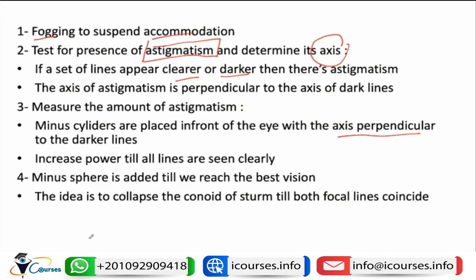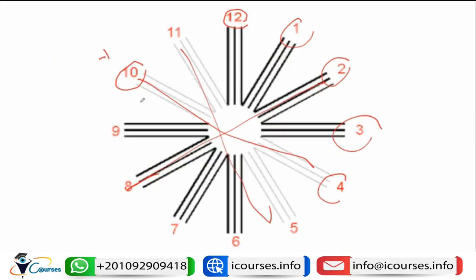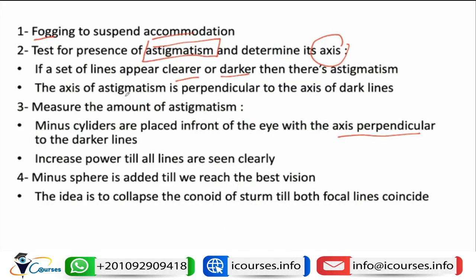So what are we doing here by correction of the cylinder and correction of the sphere? This patient who has a cylindrical error has a conoid of Sturm that has two focal lines, a first focal line and a second focal line, and in between them is the conoid of Sturm. The idea of putting the cylindrical and the spherical power is to collapse this conoid of Sturm so that these focal lines will coincide into a single point, which will represent the refractive correction of the patient.